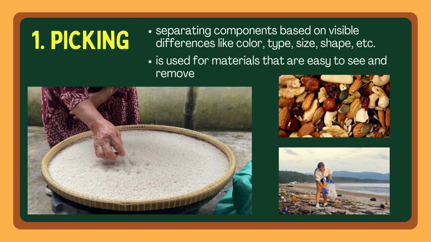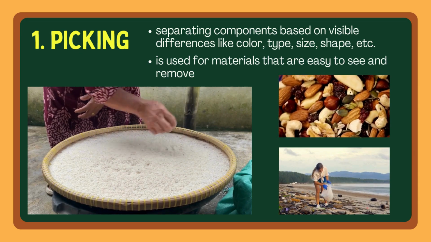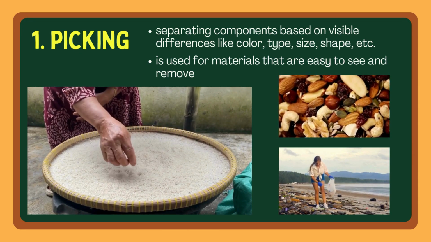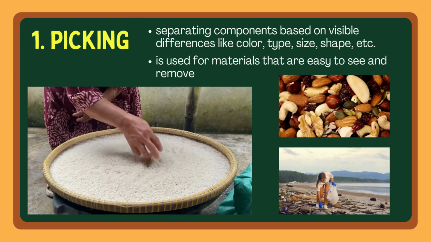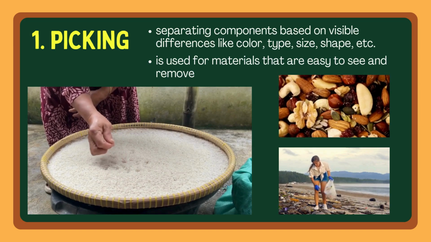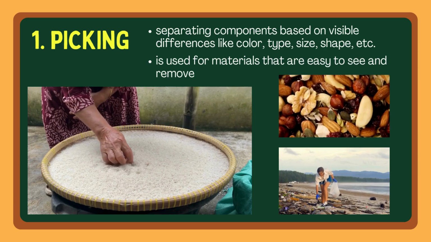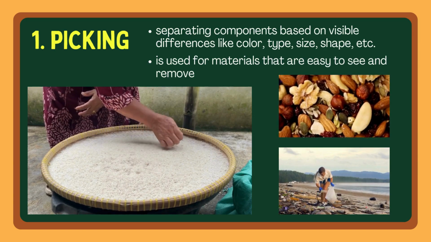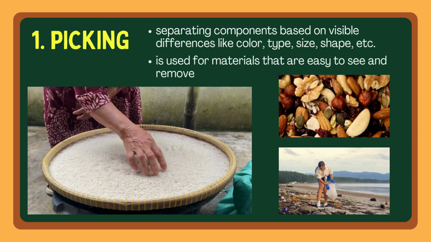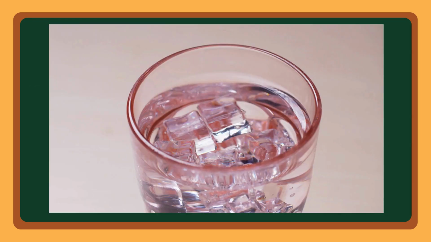When materials are large enough to be seen, we can remove them by hand. This method is called picking. It is used to separate components based on visible differences like color, type, size, and shape. Other examples are separating specific items from a snack mix and removing bottles from trash. Let's look at the next example.